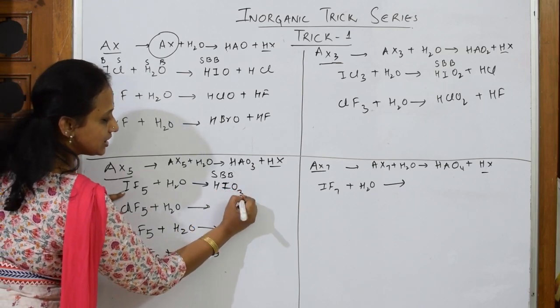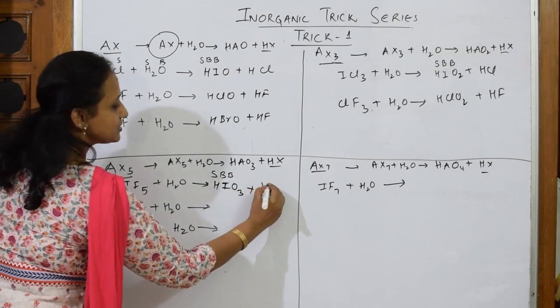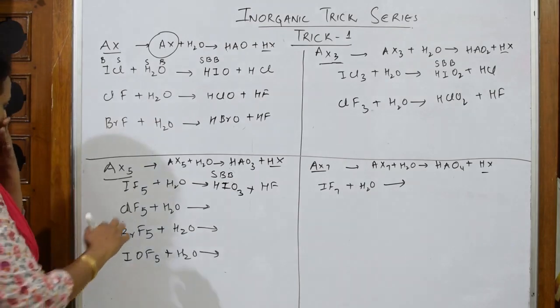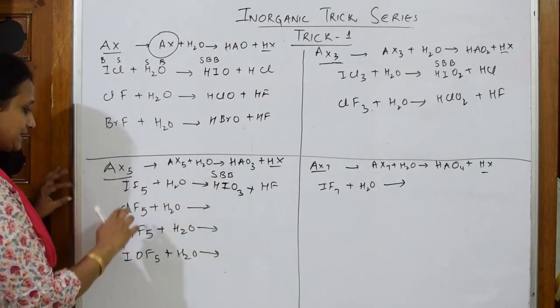Oxygen. How much will be there? 3. Now what is left out here? HF is left out. Let us see the next one. Same concept, SBB. Let's see.